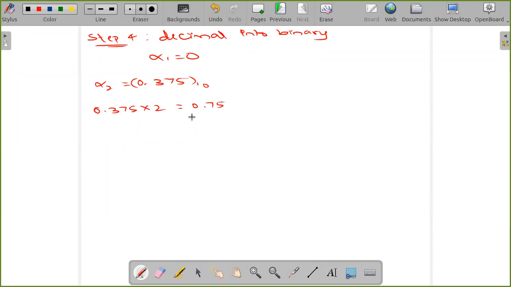This 0.75, what does it indicate? I should take it with a carry over here. Whatever value comes before the decimal point is called the carry here. So it is 0, so carry equals 0. Now again I'll take this value, 0.75, which must be multiplied by 2 now. How much is it?